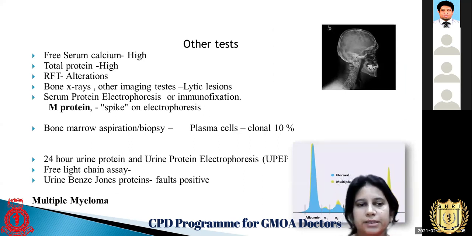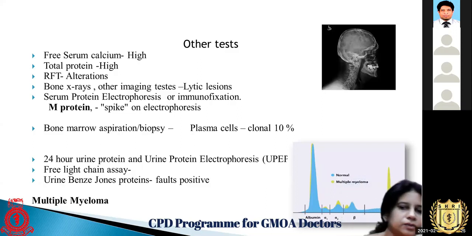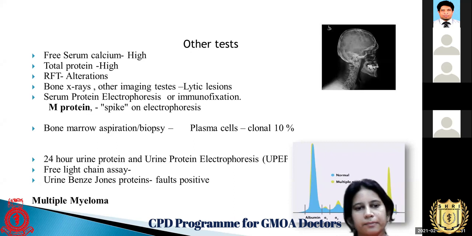Serum calcium, which would be high in multiple myeloma, serum proteins high, renal function alterations, and bone X-ray to look for lytic lesions in the skull. The most important thing is serum protein electrophoresis. You can see this is the normal pattern, and you can see a peak here. That is the M band.